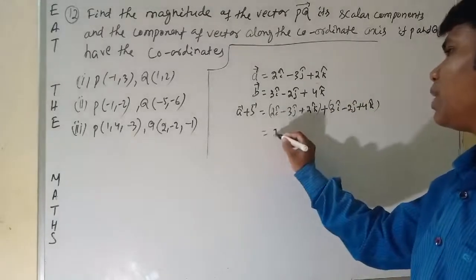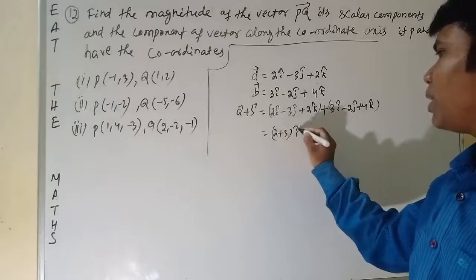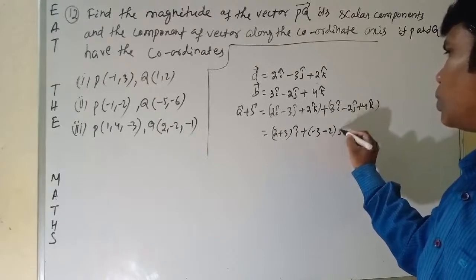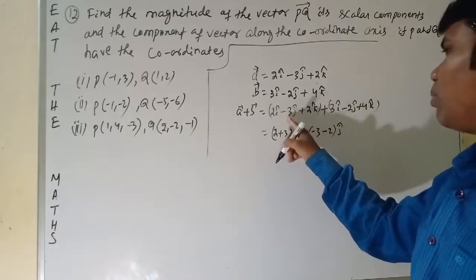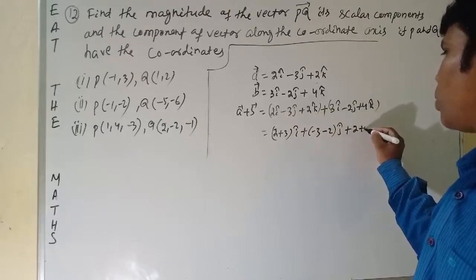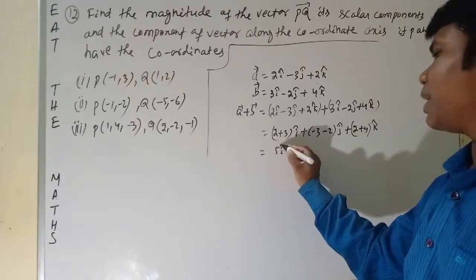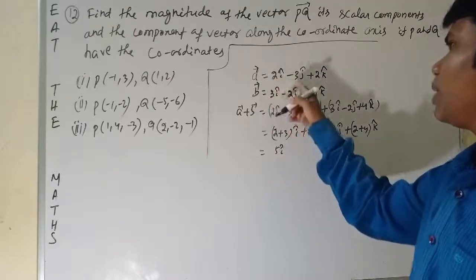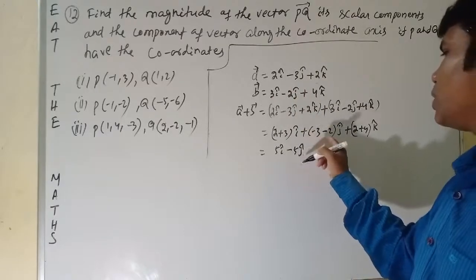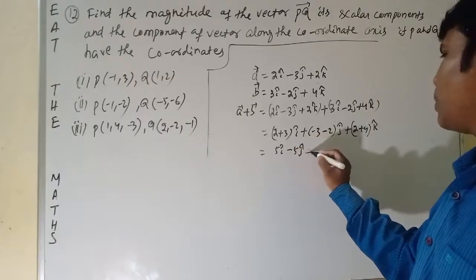That means 2 plus 3 i cap, plus minus 3 minus 2 j cap, plus 2 plus 4 k cap, is equal to 5 i cap. 2 plus 3 is 5. Minus 3 minus 2 is minus 5 j cap, plus 2 plus 4, which is 6 k cap. So a plus b is 5 i cap minus 5 j cap plus 6 k cap.